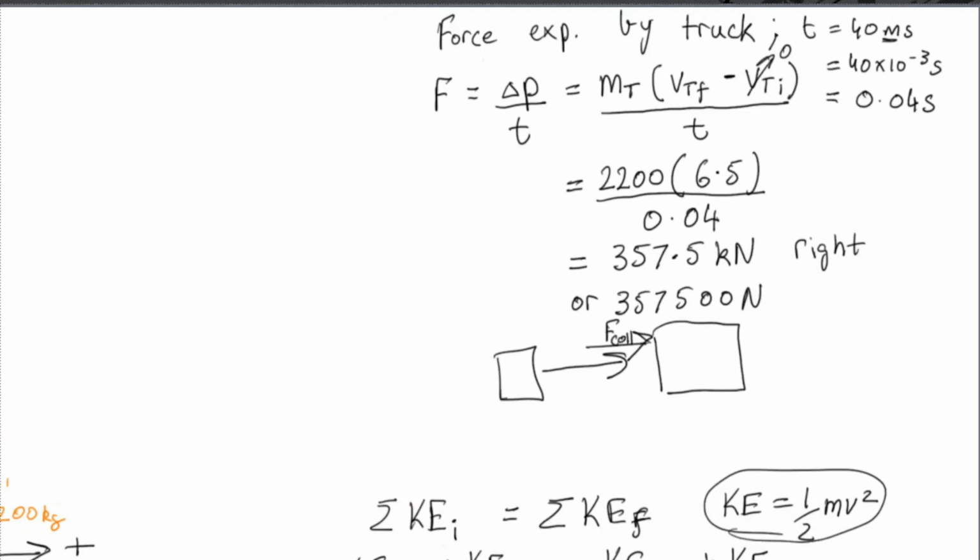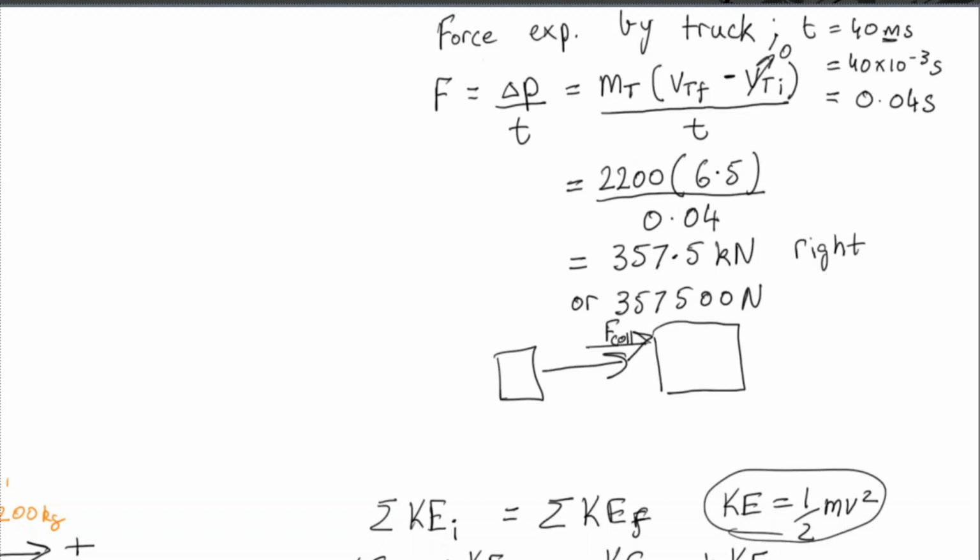Now what if we wanted to know what the force exerted by the truck was onto the car? Well, if we go back to Newton's third law, we know that when a force is exerted by object A onto object B, then object B exerts an equal and opposite force back onto object A. So in this case, since our car exerts a force towards the right at 357.5 kilonewtons onto the truck, the truck will exert an equal and opposite force onto the car, which will be equal to 357 kilonewtons towards the left.